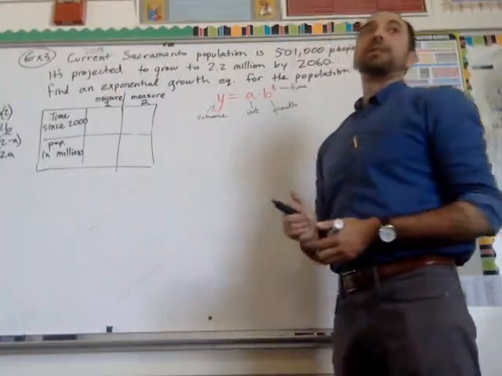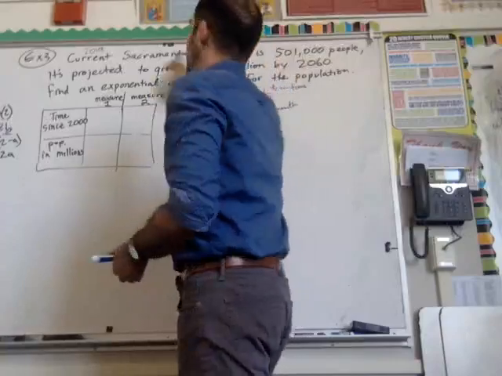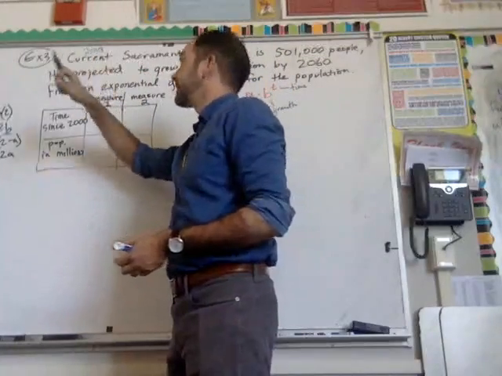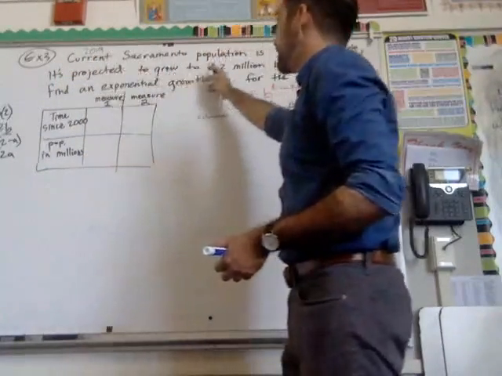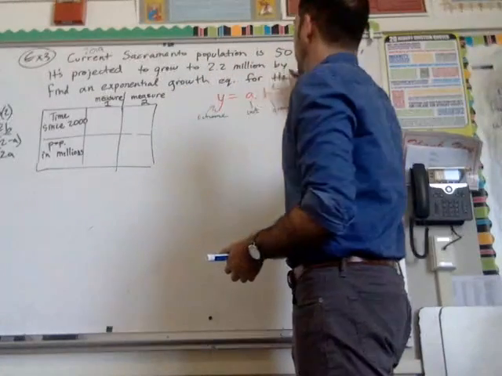All right. Current Sacramento population is 501,000 people. So 2019, that's what it is. It's projected to grow to 2.2 million by 2060. Find an exponential growth equation for the population.